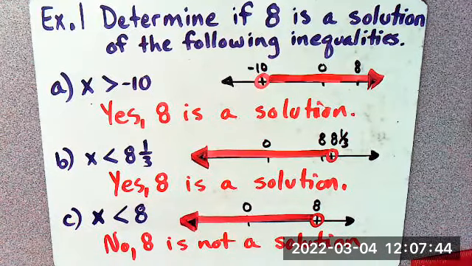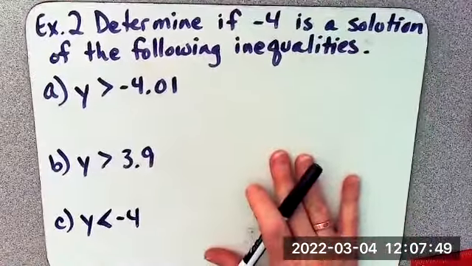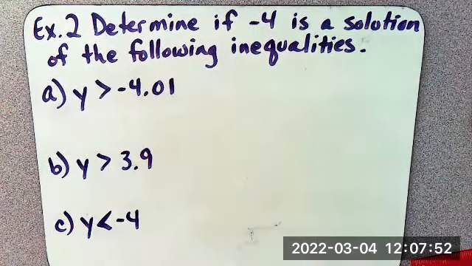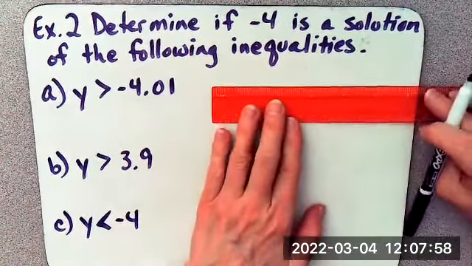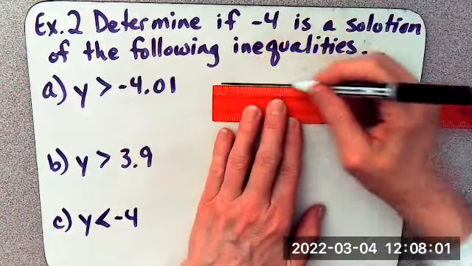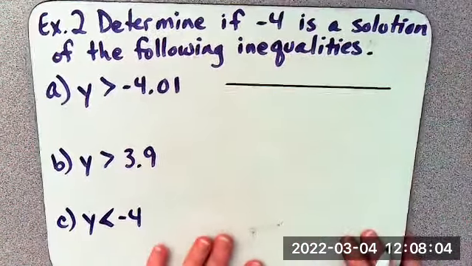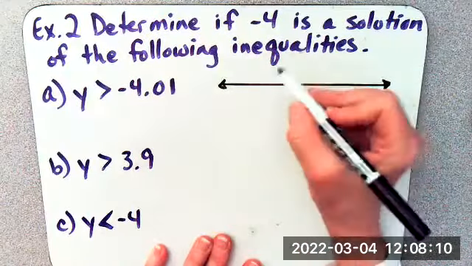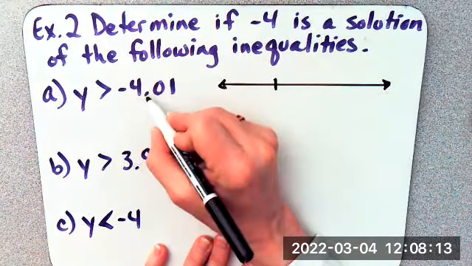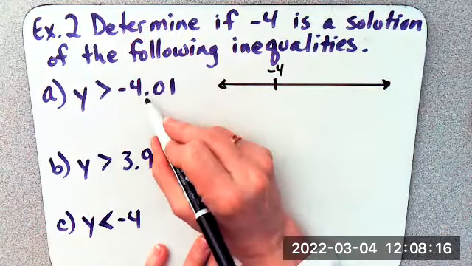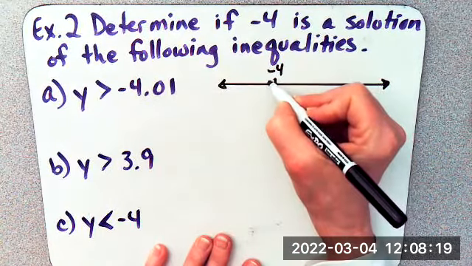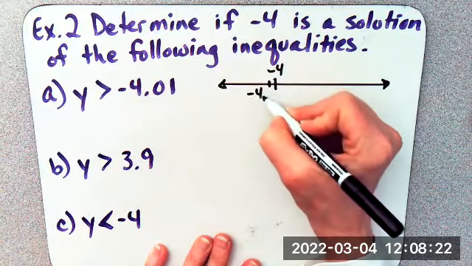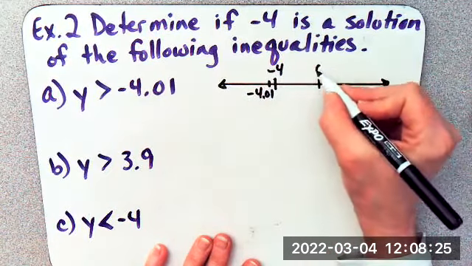All right, let's take a look at some more. Let's determine if -4 is a solution to these inequalities. And remember, pictures mean more than 1,000 words, so that's why I draw so much. So -4 is over here, and -4.01 is right on this side. Then we have 0 right here.